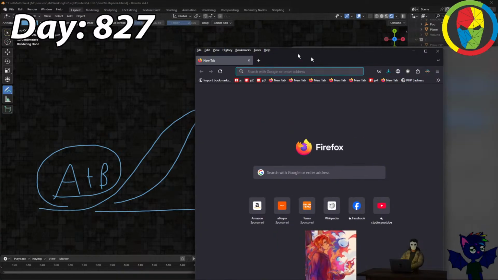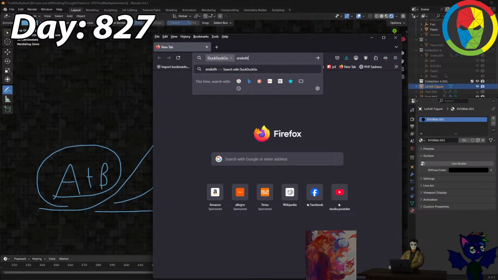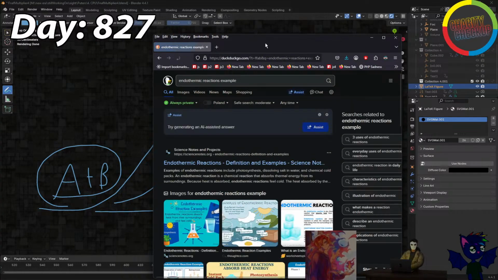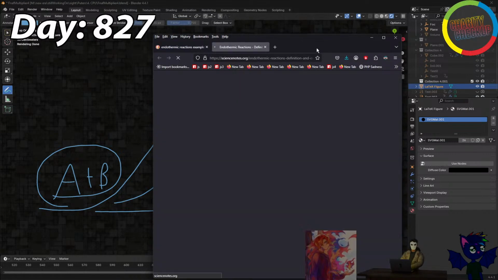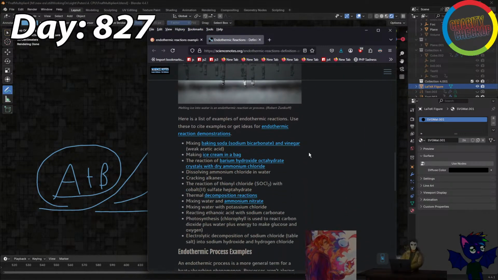Well, fortunately, we live in a society. Endothermic reaction examples. We live in a society where we can just have sacred knowledge. Baking soda and vinegar. Sodium bicarbonate?